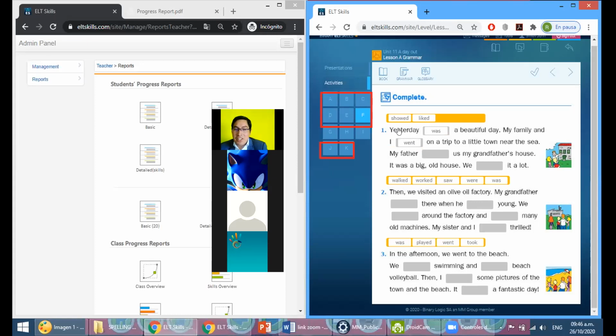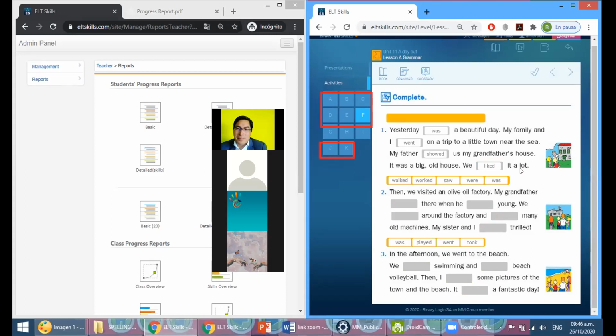My father showed. Me mostró. Showed us. Profesor, showed es mostrado, profesor. Mostrar, yes. En pasado me mostró, ¿no? Me enseñó. Showed us my grandfather's house. It was a big old house. We liked it a lot. Nos gustó mucho.